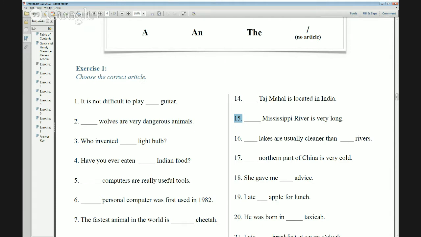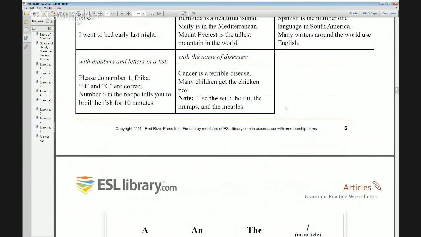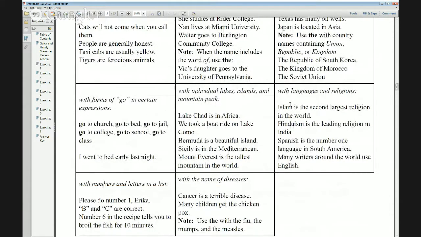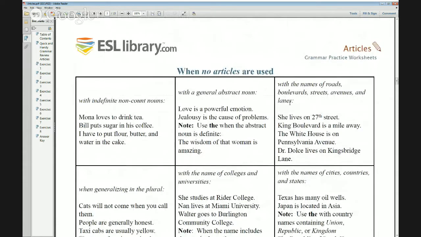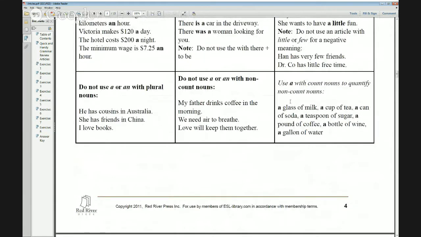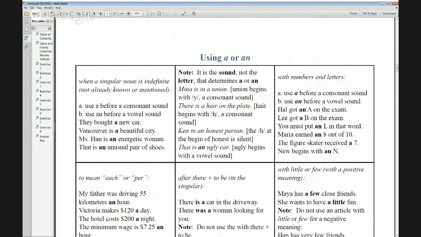The Mississippi River is very long. Do we agree? Yes. Because it's the Mississippi, a particular river. Yes, good. But is there an exception with the rivers? Could you have a look at the link that I gave you and see if you can find it? Okay, let's have a look.